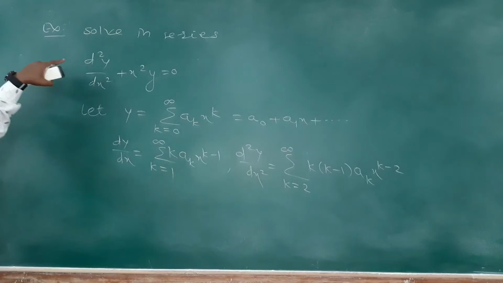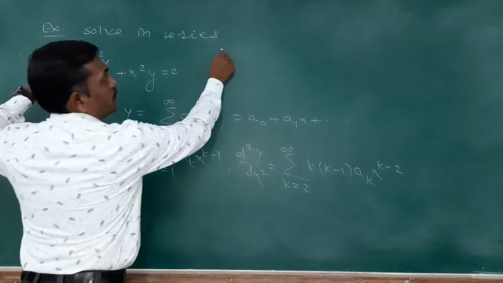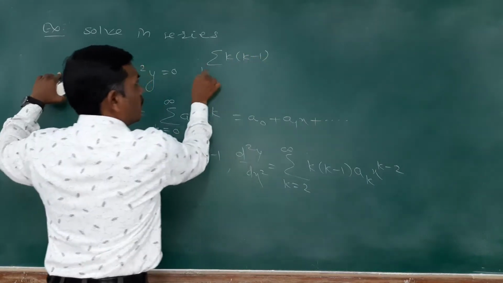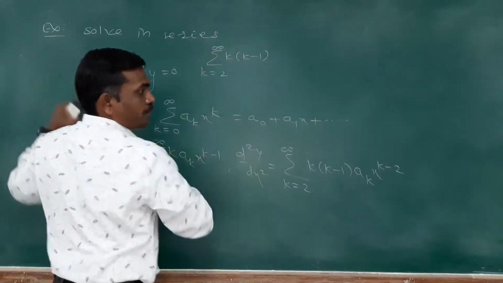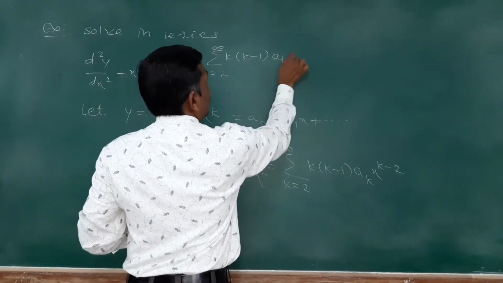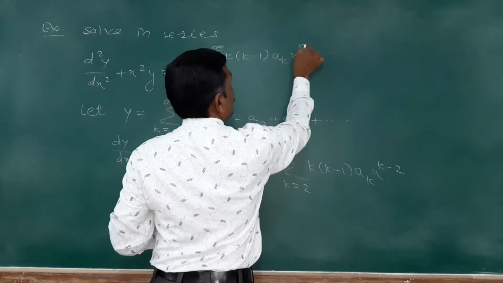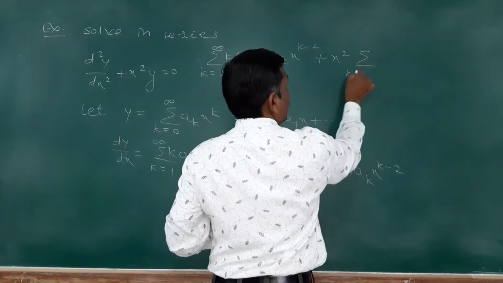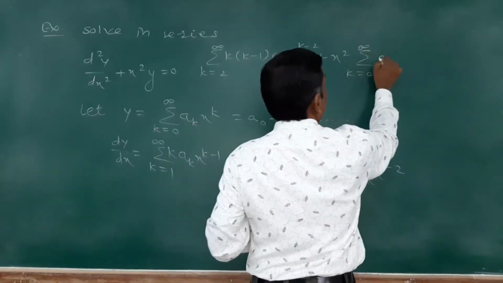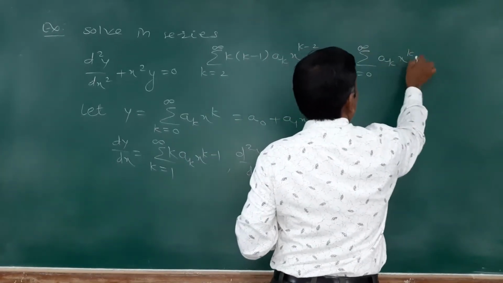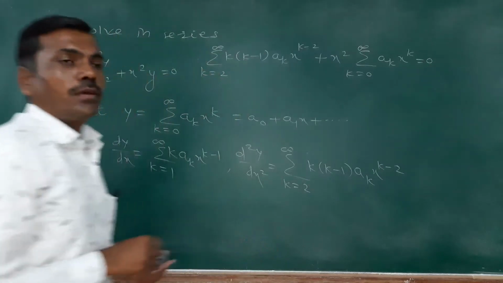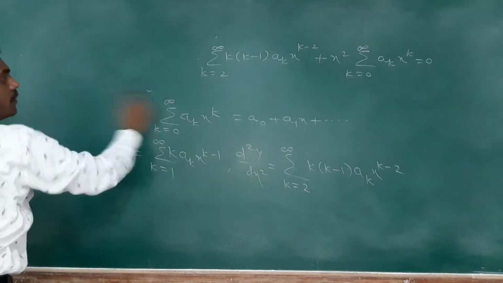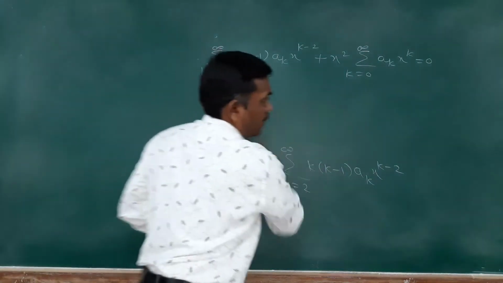Substitute these values in the given equation and solve. So here summation k = 2 to infinity k(k-1) ak x^(k-2) plus x² summation k = 0 to infinity ak x^k is equal to 0. Right? Now the simplification is the part remaining, so that we get our answer.